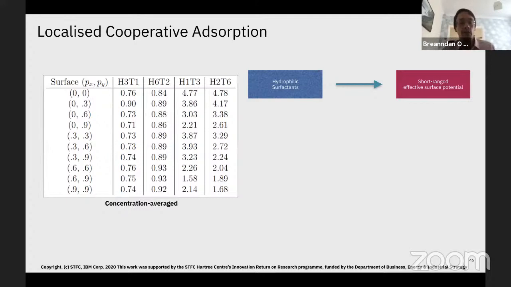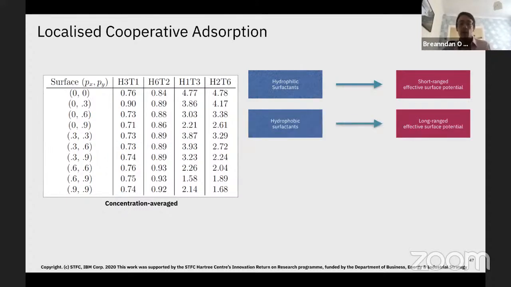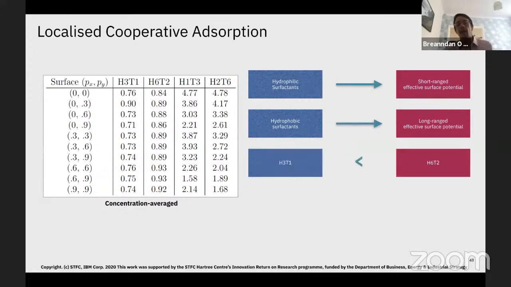For the predominantly hydrophilic surfactants, we see quite low values for the smoothing parameter, which means that we have a more short-ranged effective surface potential. And conversely, for the predominantly hydrophobic surfactants, we have greater values for sigma, which means we have a more long-range effective surface potential. And interestingly as well, if we vary the length of the individual molecules, we can see that for the shorter molecules, for example H3T1, the sigma value is less than for, for example, H6T2. And this is simply related to the fact that it's easier for longer molecules to bridge beyond a hydrophobic domain onto another one across the repulsive hydrophilic region in the middle.